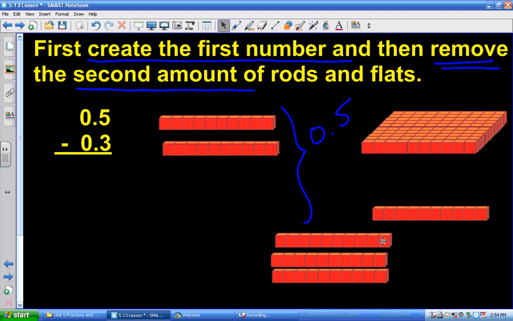0.2, okay? So what I'm doing here is I've got 5 take away 3 is 2, bring down the decimal, bring down the 0, so there's your symbolic. That's how we do it with numbers.